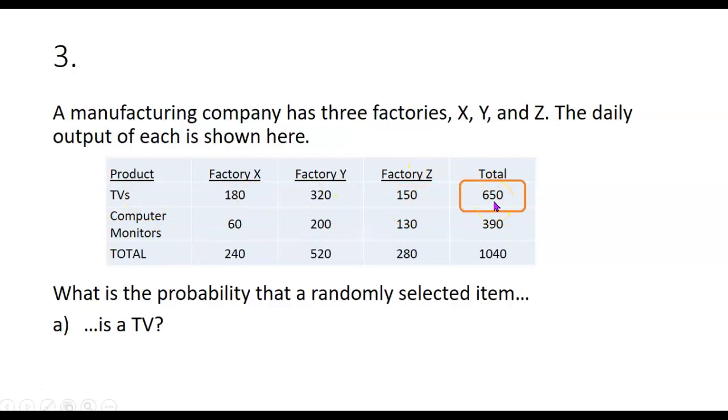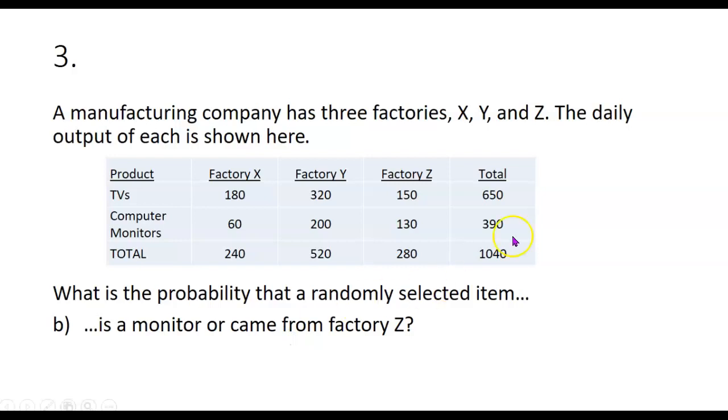650. And then that's out of how many ways you could randomly select an item altogether, which is the 1,040 items that there are in total. So the probability of selecting one of these TVs, if you just select any one of these items, would be 650 over 1,040. And if you divide, that comes out to, and I've got all of these rounded to 3 places after the decimal point, so to the nearest thousandth, that would be 0.625.